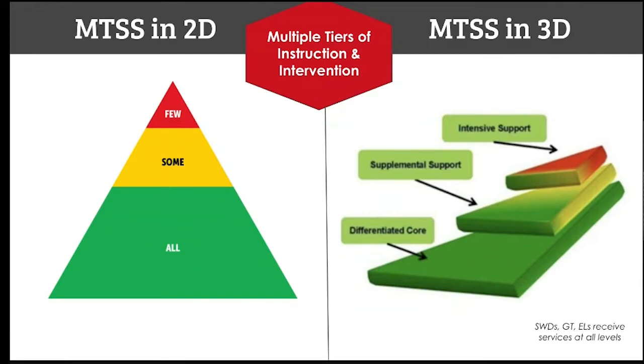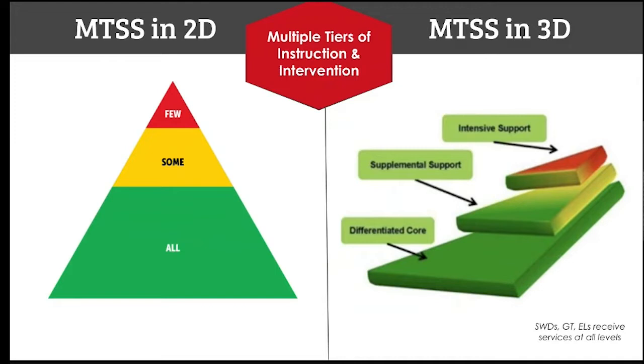The traditional 2D pyramid can help us understand that all students should have full access to core grade level instruction in Tier 1, that some students benefit from Tier 2 services, and that few students will require Tier 3 services, with each tier adding a level of intensity that's designed to accelerate the student's rate of learning.